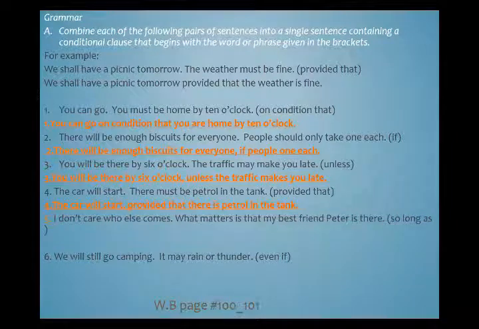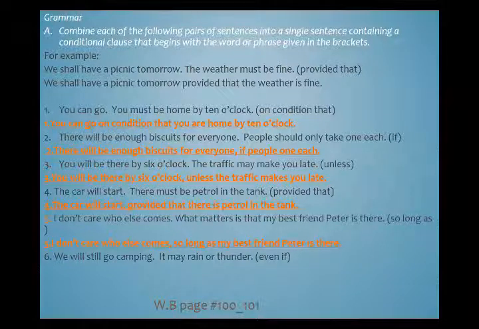And fourth: the car will start, there must be petrol in the tank. We have to use provided that. How can we use this? The car will start provided that there's petrol in the tank. So fifth, we are having: I don't care who else comes. What matters is that my best friend Peter is there, so long as. We have to use here so long as. I don't care who else comes so long as my best friend Peter is there.